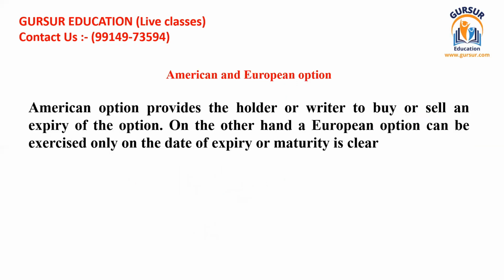And then there are American and European options. American option can be exercised at any time up to the expiry. American option provides the holder the right to buy or sell up to the expiry of the option. On the other hand, European option can be exercised only on the date of maturity. So this is the difference between these two. This was once asked in the examination, that's why we have included it.